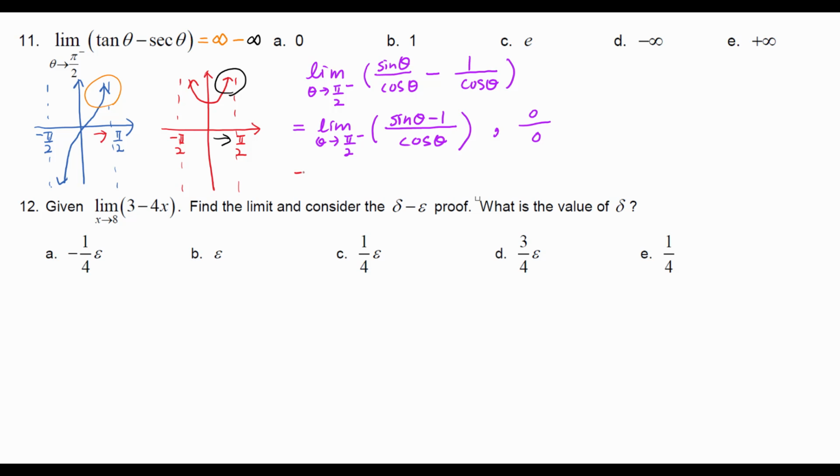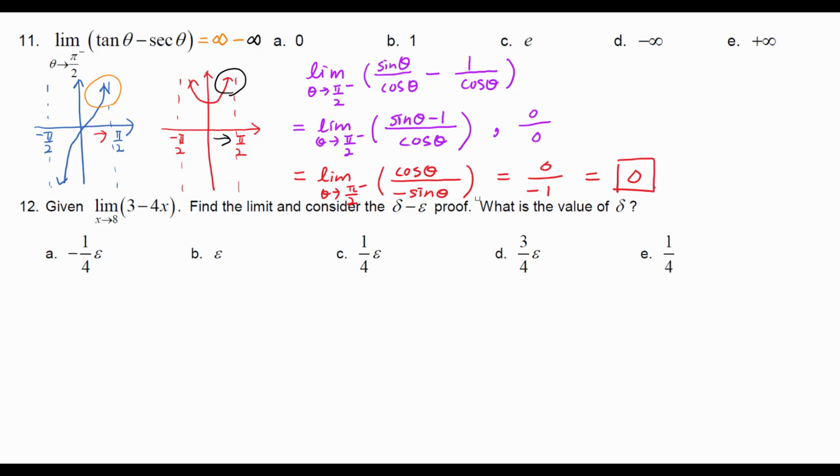So now let's take the derivative of the numerator and the denominator. So I have the limit as theta approaches pi over 2 from the left. Derivative of sine theta is cosine theta. Derivative of negative 1 is 0. Derivative of cosine theta is negative sine theta. So now you get to plug in pi over 2, and cosine pi over 2 is 0. And negative sine pi over 2 is negative 1. So 0 over negative 1, which is 0.